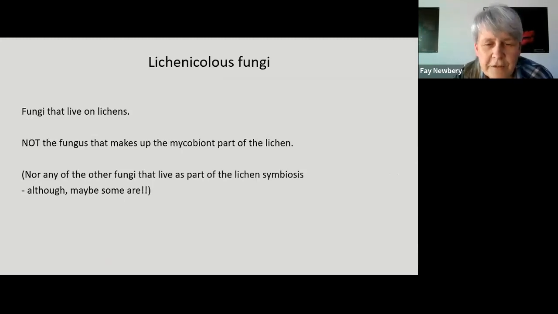It's very hard to even tell that they are there. They've been found by molecular methods. I'm going to be talking about Lichenicolous fungi that grow on a lichen or in a lichen, but we can see signs of them. So usually that's because they pop out on the surface at some point.